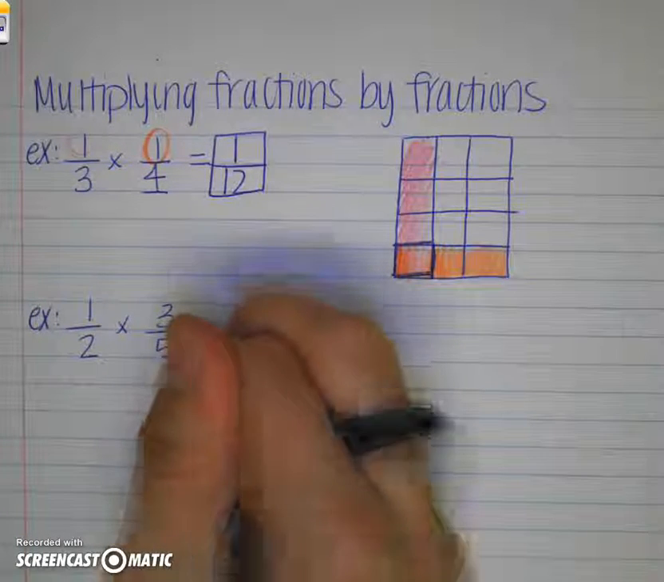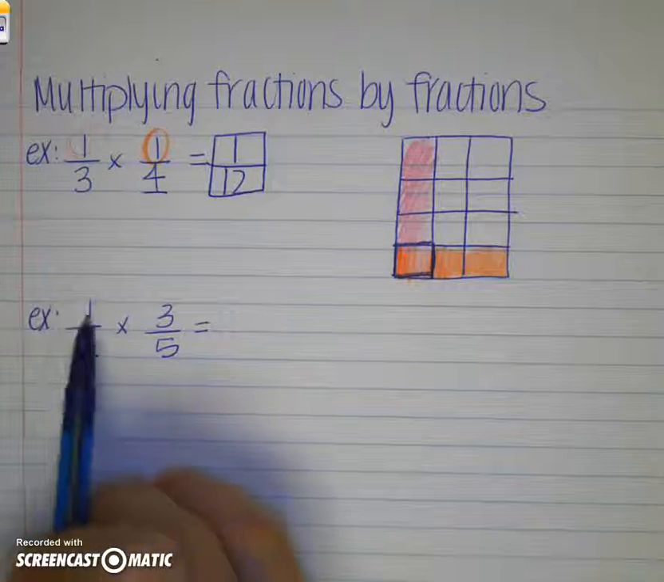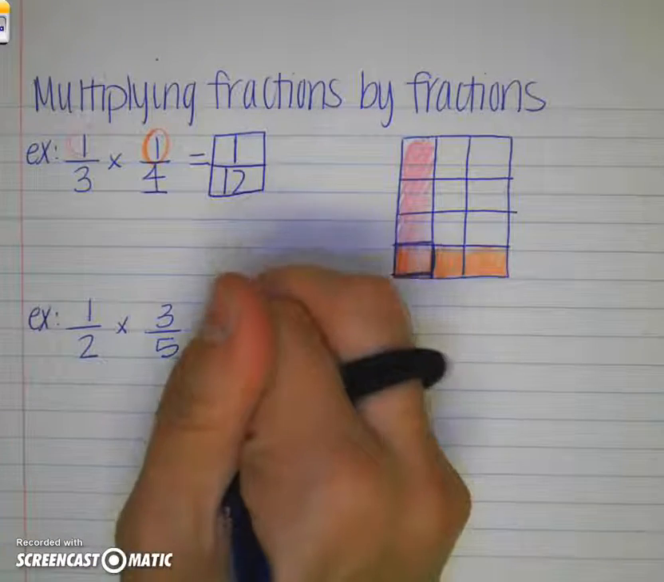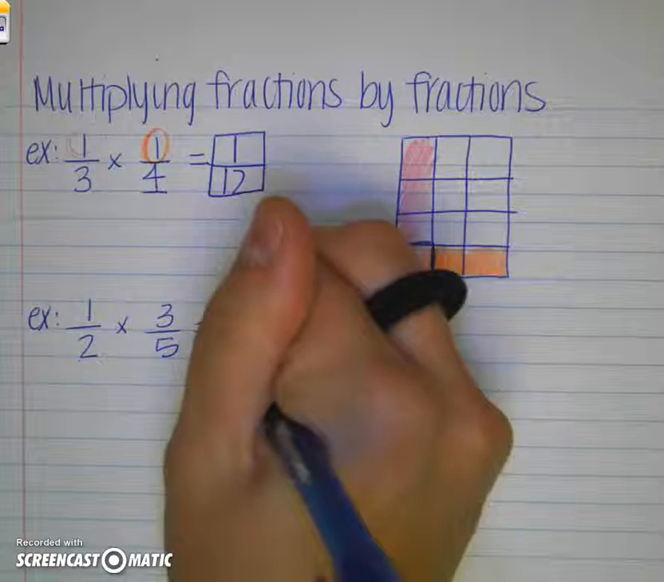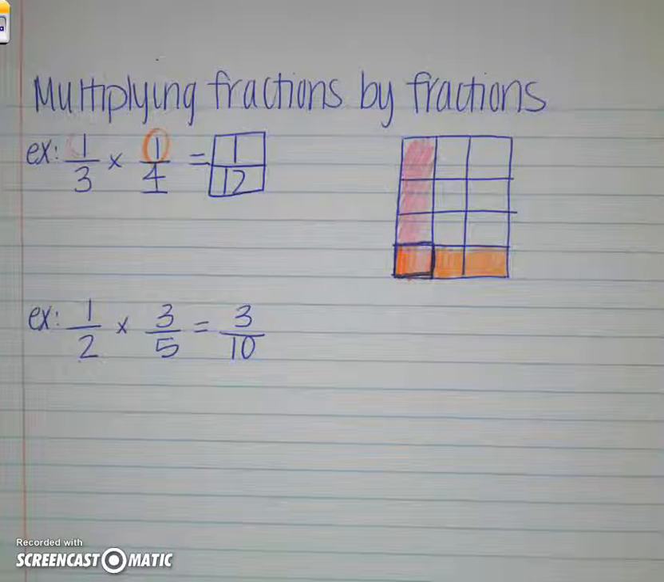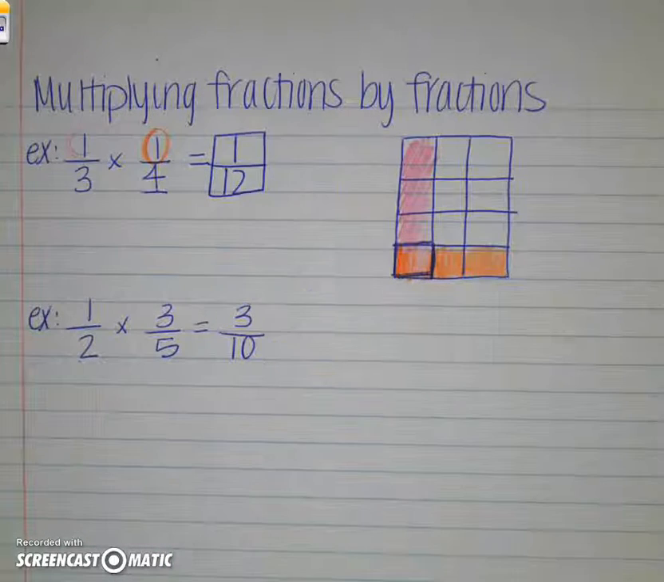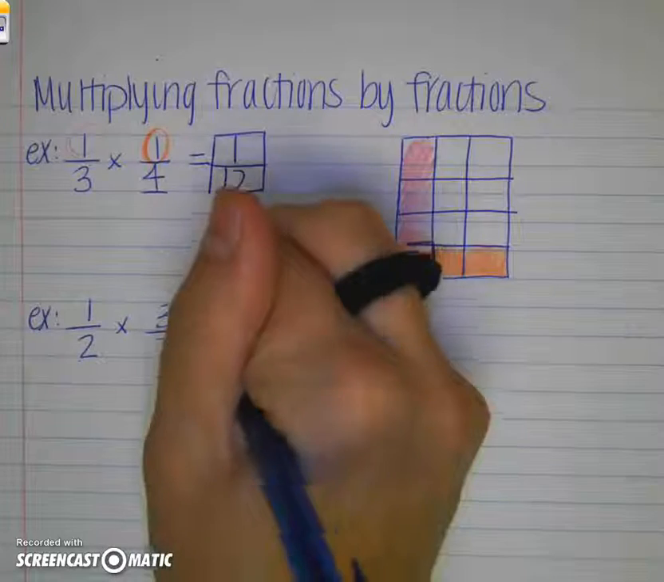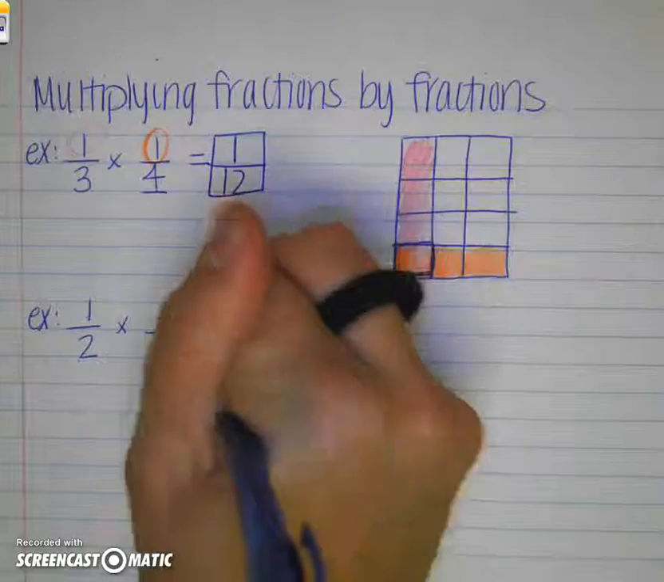Step number 3, I'm going to simply multiply. 1 times 3 is 3, 2 times 5 is 10. I cannot think of a number besides 1 that divides into 3 and 10, so I'm not going to be able to simplify this problem at all. So in this problem, the answer would be 3/10.